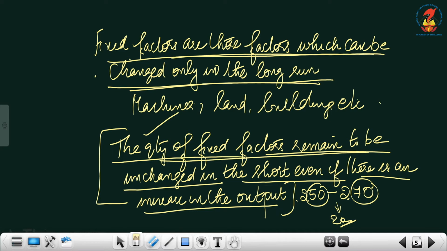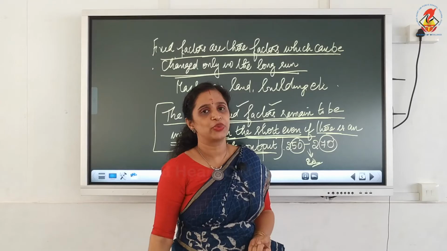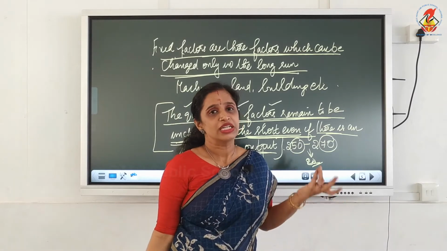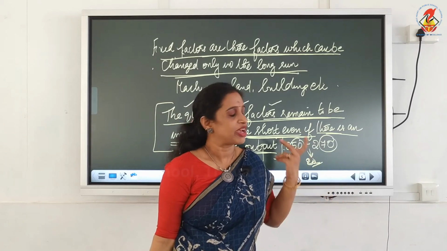The quantity of fixed factors remain to be unchanged in the short run. Quantity of machines, quantity of land, quantity of building, all these remains to be unchanged in the short run, even if there is an increase in the output. So that small increase in the output can be easily adjusted with change only in the variable factors. We need not touch on fixed factor.